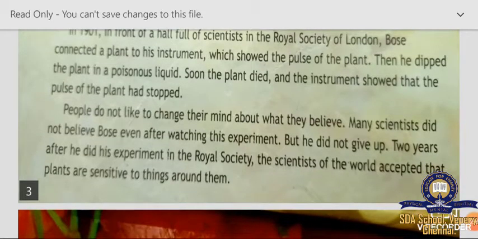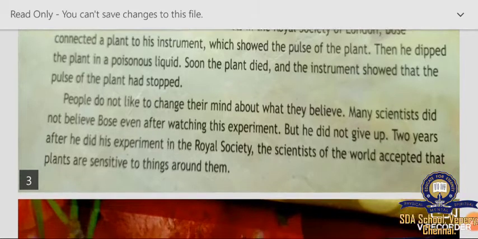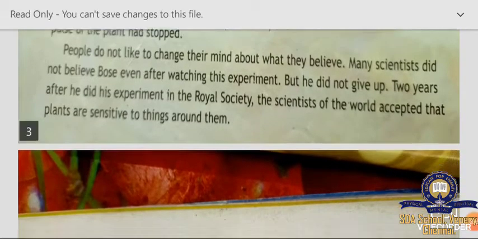People do not like to change their mind about what they believe. Many scientists did not believe Bose even after watching this experiment, but he did not give up. 2 years after he did his experiment in the Royal Society, the scientists of the world accepted that plants are sensitive to things around them.